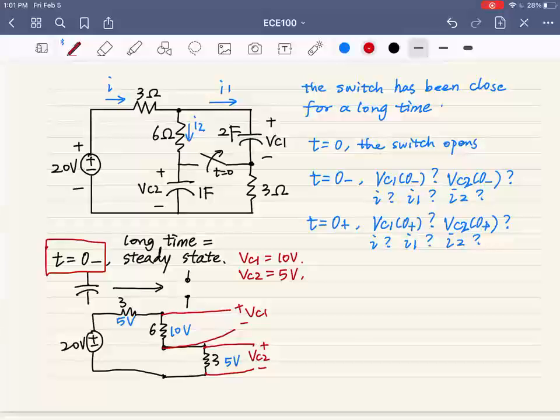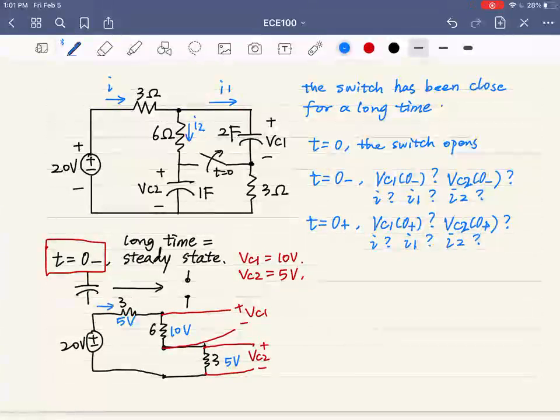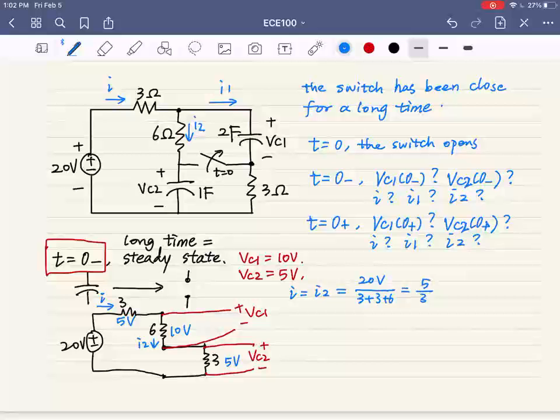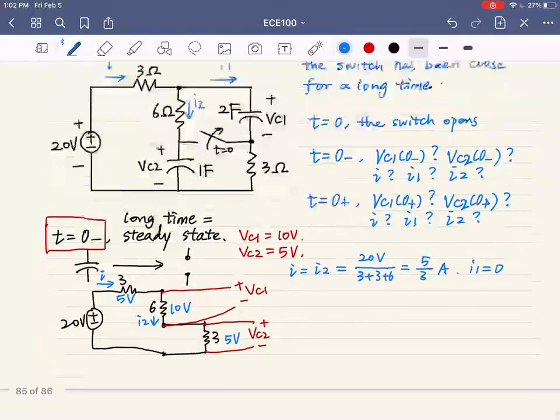Great. And what about the currents? The I, in this case, should be equal to I2, right? Because the capacitance is an open circuit and no current flows through it. We have I equals I2 equals 20 volts divided by the total resistance, which is 5 divided by 3 amps, correct? And I1 equals 0. Great. So let's see what will happen next.